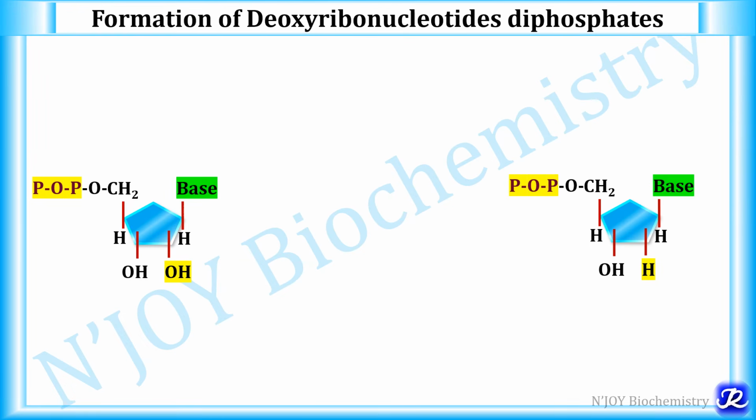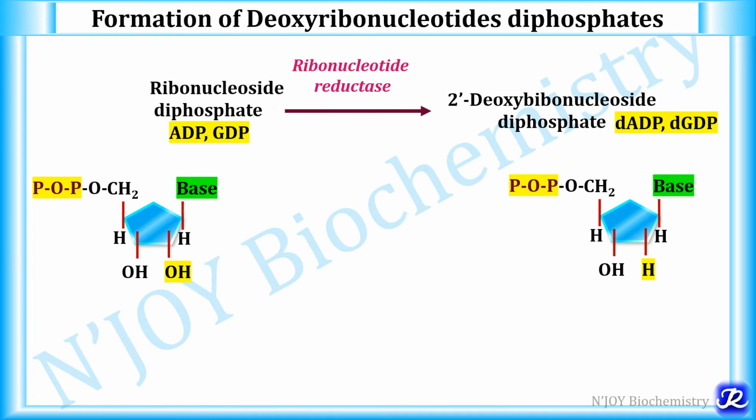So far we have seen the formation of ribonucleotides. Now let's see how the deoxyribonucleotides are formed. The formation of deoxyribonucleoside diphosphates occurs from the ribonucleoside diphosphates like ADP and GDP. From this ADP and GDP, by the action of enzyme ribonucleotide reductase, there is formation of 2'-deoxyribonucleoside diphosphate. And in this reaction, reduced thioredoxin is involved, which is oxidized.